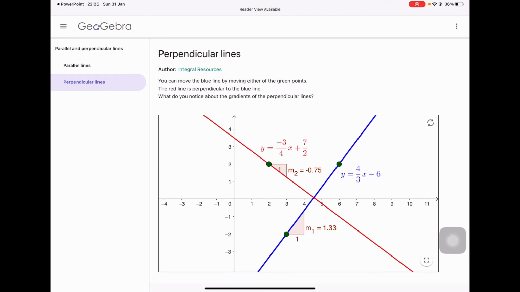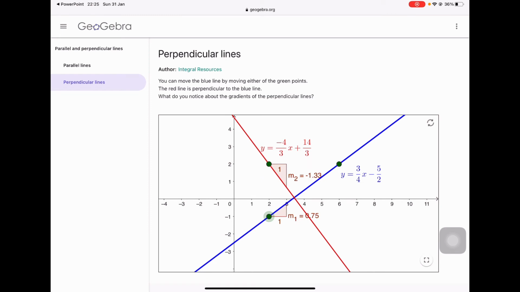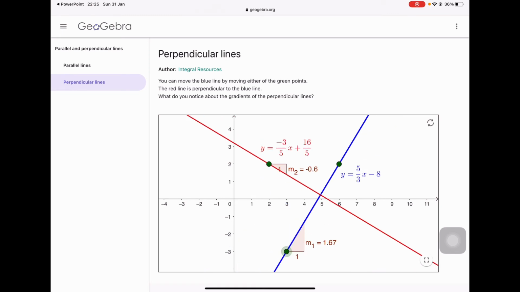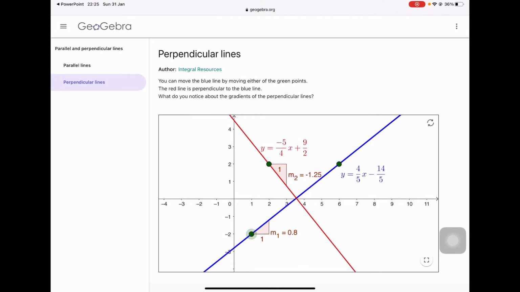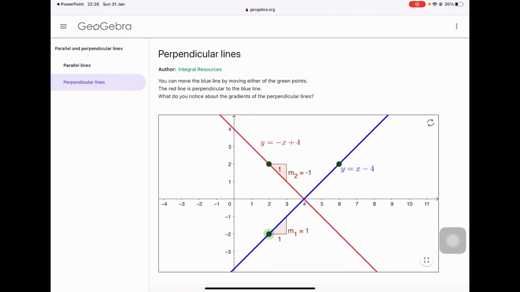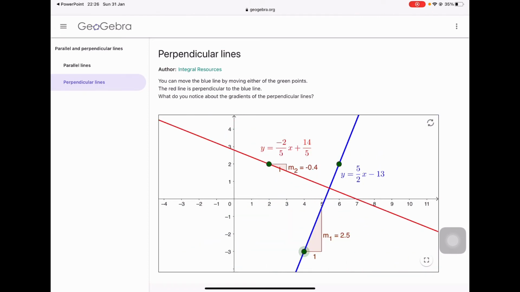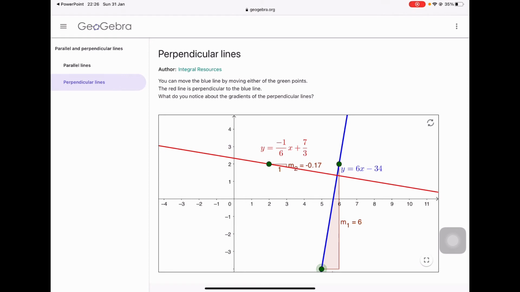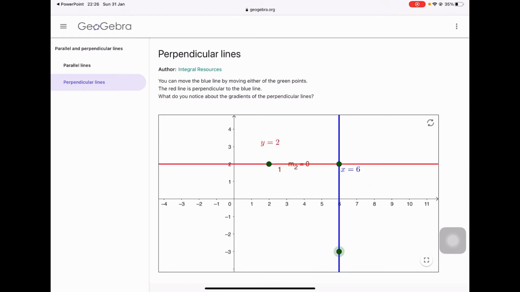Perpendicular lines. And so the two gradients multiply together to give you -1. So here we have the blue line has a gradient of 1/2, the red line has a gradient of -2. And so yeah, one of the gradients is the negative reciprocal of the other gradient.